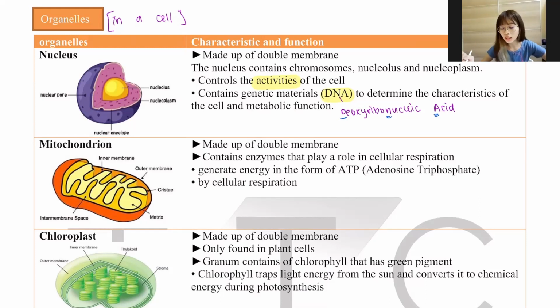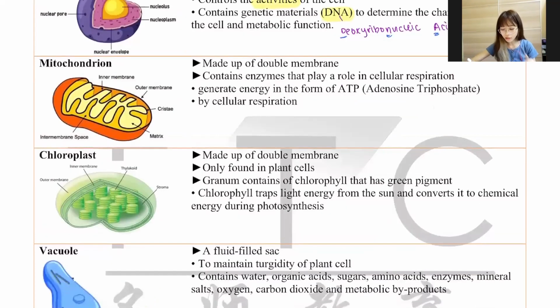Okay. The other importance of the nucleus is what? It has a double membrane. What does double membrane mean? Double means two layers. So they have two layers of membrane. We call it a double membrane. Besides the nucleus, what are the things with double membrane? For example, mitochondria, double membrane. Chloroplast, double membrane. So in the organelles, we only have three things with double membrane: nucleus, mitochondria, and chloroplast.